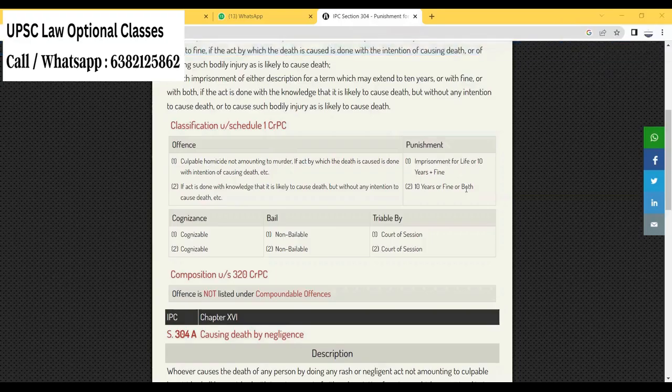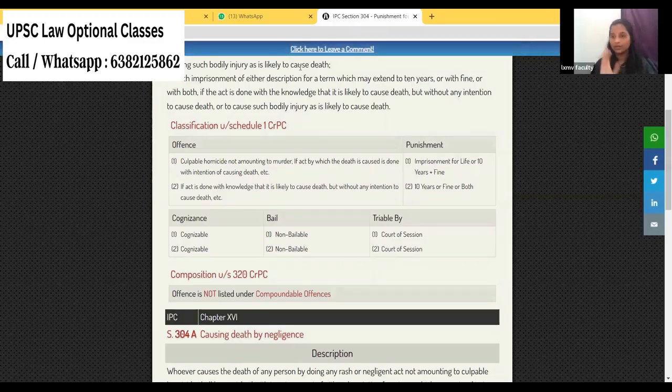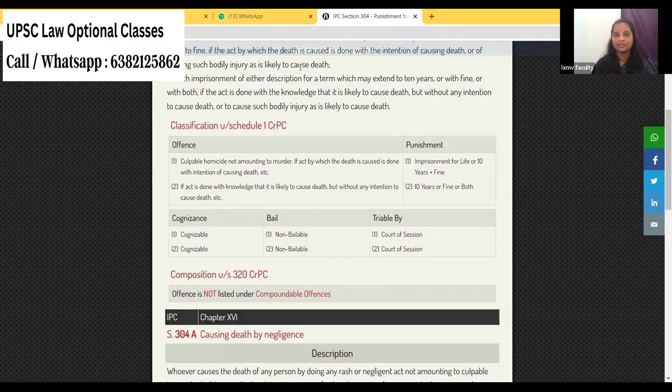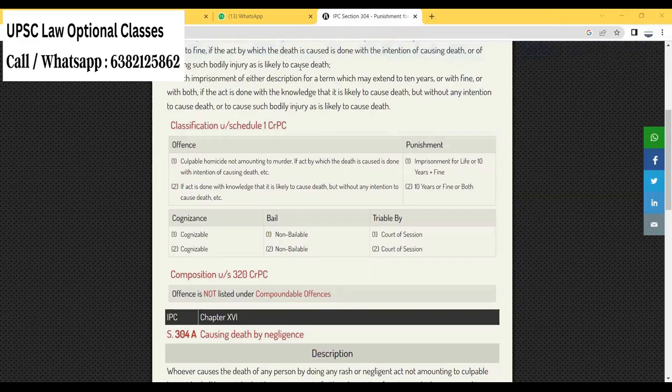Yes, ma'am. Both are for not amounting to murder only. Murder means immediately 302 comes in. 302, death penalty and or life imprisonment.